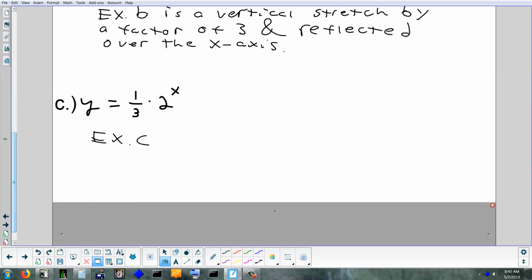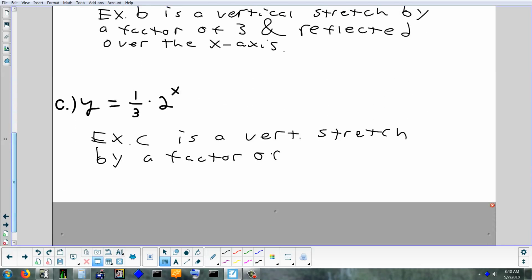How about this one? Y equals 1/3 times 2 to the x. Yep. Example C is a vertical stretch. But just remember that graph is getting pushed down. It's getting shrunk. It's not going to be as steep.